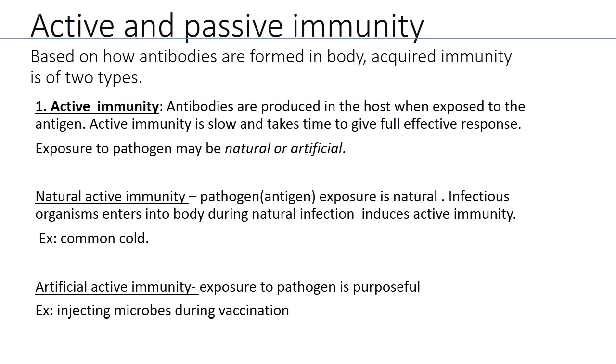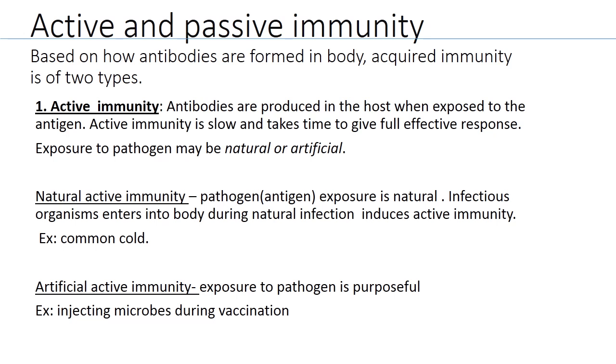But now we are studying two more divisions of acquired immunity, that is active and passive immunity. These two divisions are done based on how antibodies are produced in the body, whether they are produced naturally or they are taken from outside. Based on this, acquired immunity is divided into these two types. Let us first study active immunity.